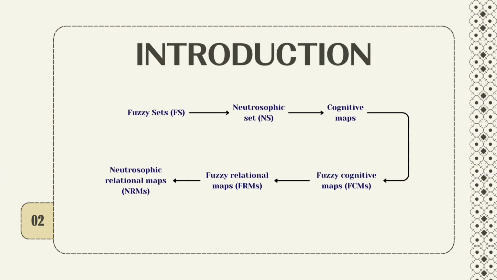For the introduction, first, the research background. Fuzzy set, introduced by Zadeh in 1965, assigns membership values between 0 and 1. After that, the Neutrosophic set, developed by Smarandache in 1999, handles uncertainties beyond fuzzy sets and intuitionistic fuzzy sets. And lastly, fuzzy cognitive maps, introduced by Bart Kosko in 1986, combine fuzzy logic with cognitive maps for causal reasoning.